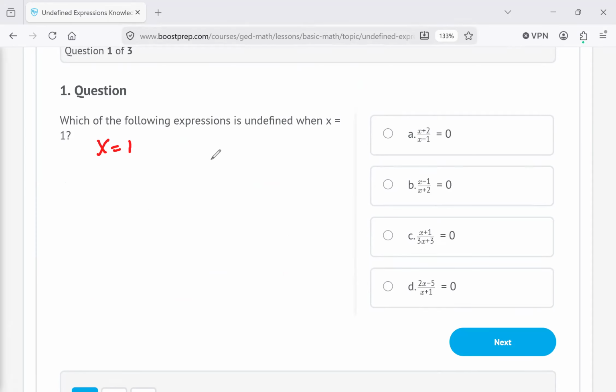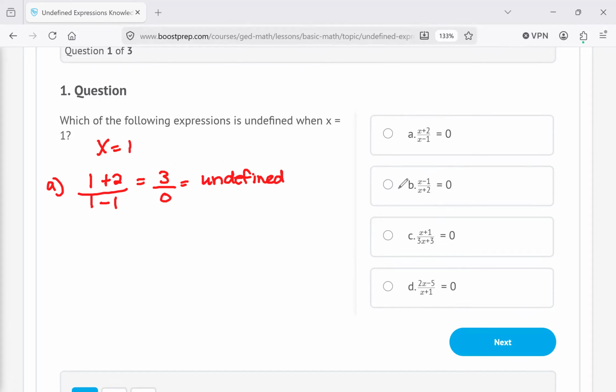You can test each one out. If you test A, wherever you see an x, plug in 1. So it's going to be 1 plus 2, and then wherever you see an x, plug in 1 again. 1 plus 2 is 3, and 1 minus 1 is 0. Now, you've got a problem, right? 3 over 0 is definitely undefined. So this is the one.